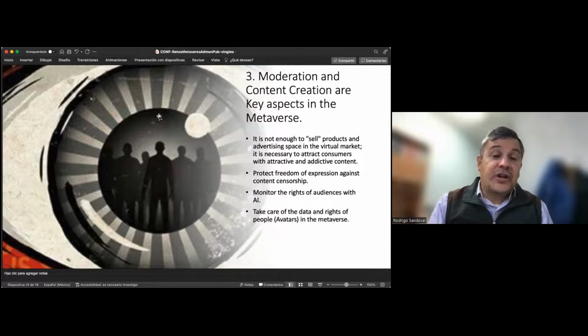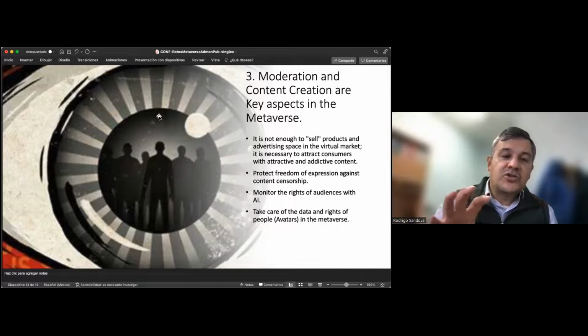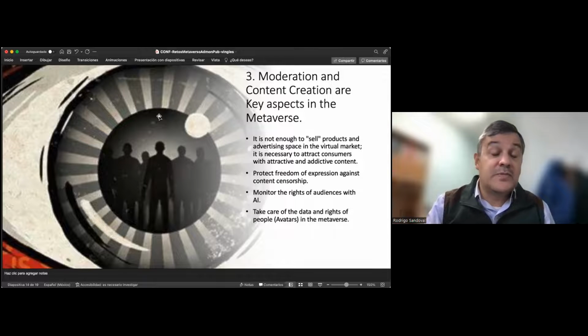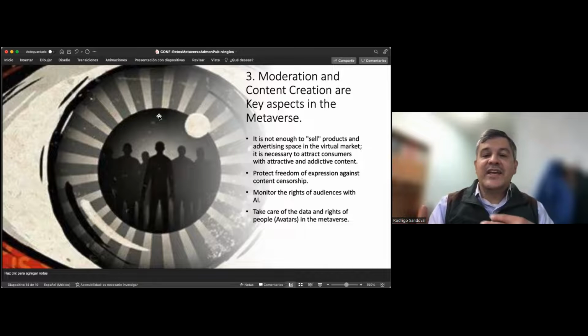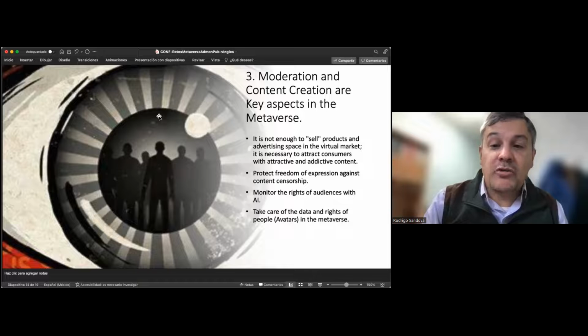So it's not enough just to sell the products or to sell the content. It is necessary to attract the customers, to attract the users, and to maintain the users' attention inside the metaverse. In other words, this immersion that we have right now with Facebook, for example, that is a complete immersion for young people and for everybody else, in the metaverse, it will increase. So content creation has to be important. It has to play a key role in this.